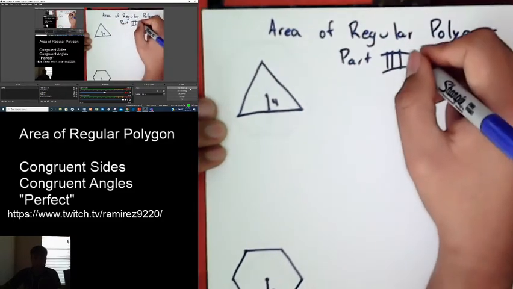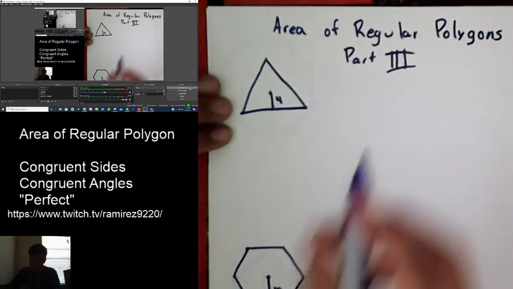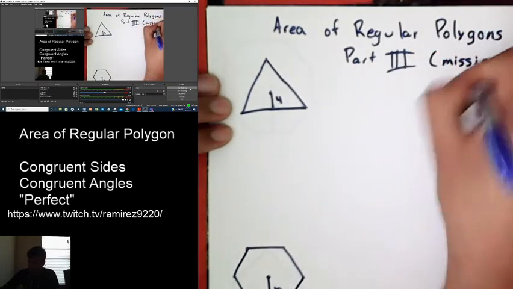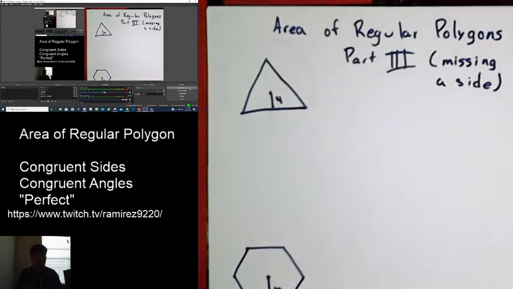And in part 3, we're dealing with solving for the perimeter. What if you don't know the perimeter, right? What if you don't know a side, when you're missing a side? So that's what this is going to be all about, when you can't find the perimeter. Well, you're going to notice that on these problems, you're given the apothem.